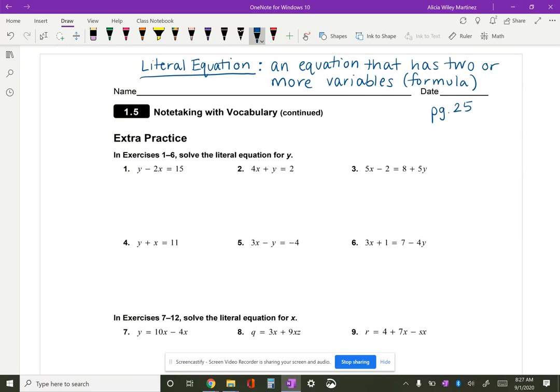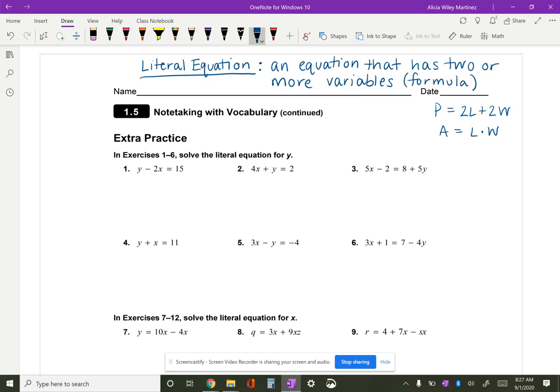Okay, so one really good example would be any type of formula. You guys have used formulas before in your life, formulas for perimeter, right? Twice the length plus twice the width. Maybe you've done area of a square is length times width. So those are literal equations, okay?